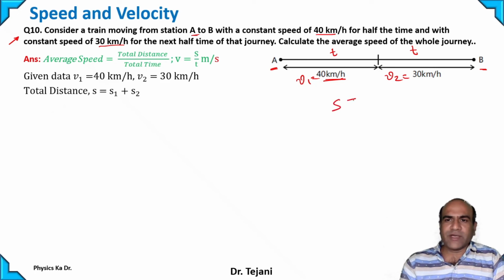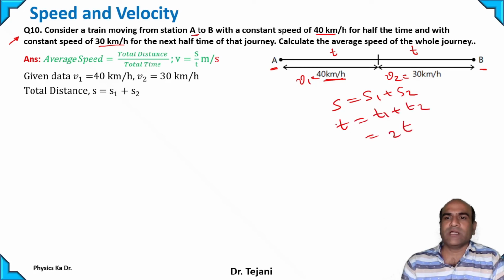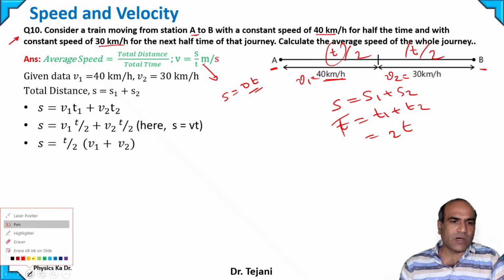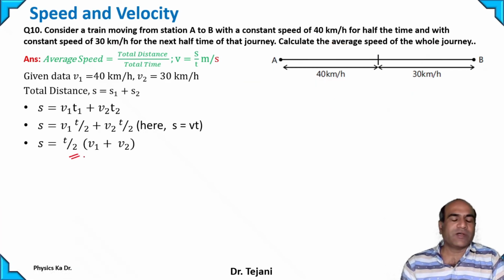So we use the equation s is equal to s1 plus s2, t is equal to t1 plus t2, that becomes 2t. You can write capital T, just to avoid confusion. And we can convert this into v1 t1 plus v2 t2, from the equation s is equal to vt. Put the values here. For the total time, you can take t, or you can take t by 2 outside, whatever you like. That is also fine.